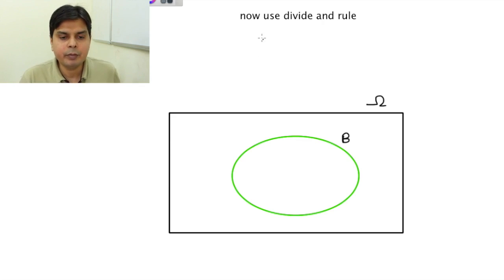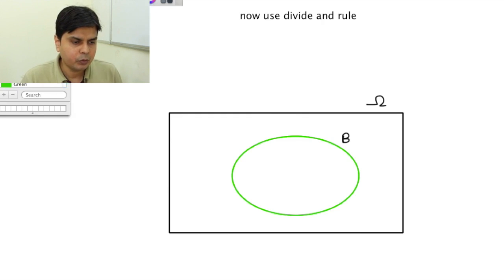Now there is a very famous technique used in diplomacy also, everywhere: the technique of divide and rule. I have to find P of B on this sample space omega, and suppose it is very difficult for me. So what I can do is divide this sample space into different regions. Let me divide it using red color so that you see it clearly.